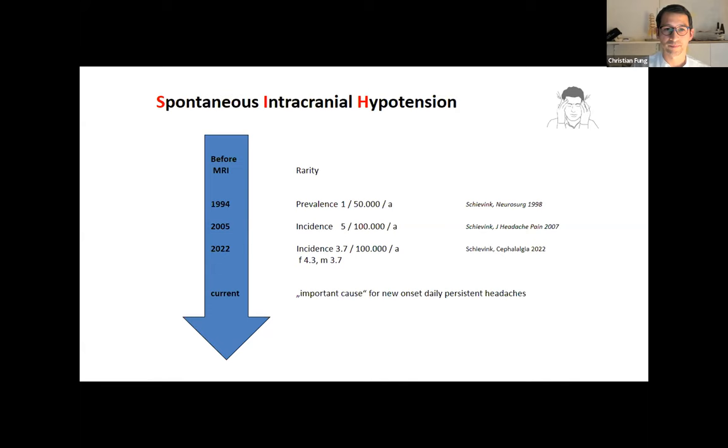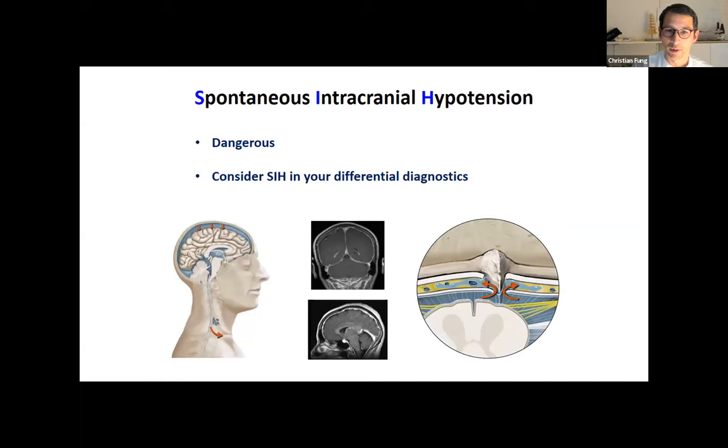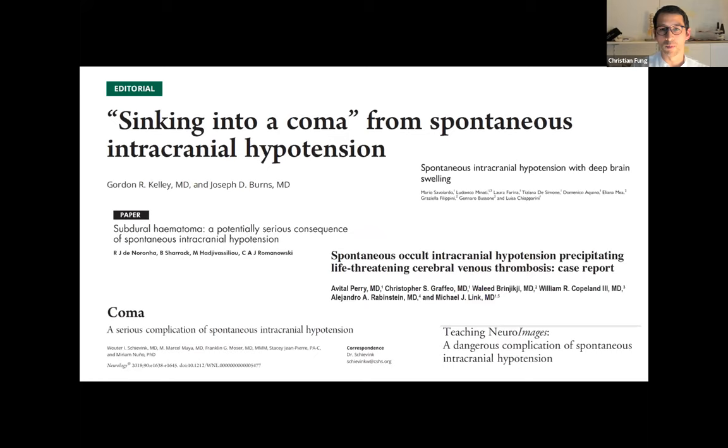Although most of the patients, of course, primarily present with a headache as primary symptom, you must not forget that it's a dangerous disease. And as soon as you see those pictures with contrast media and meningeal enhancement and probably subdural collections, you have to consider SIH in the differential diagnostic workup, because nowadays there are more and more reports about very dangerous courses of the disease, with patients falling into coma, patients presenting with cerebral venous thrombosis and even dying of the disease. So you must not forget SIH in the differential diagnosis when you see the suspicious MRI images.